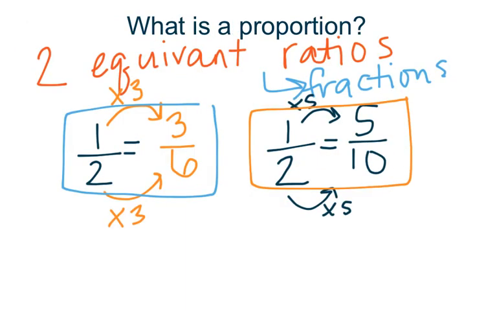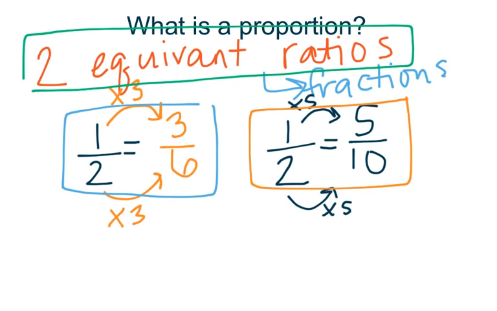Again, just a little recap. Remember, a proportion is just two equivalent ratios. So two fractions that are equal. And in another video, we'll talk about how to find a missing piece. So let's say we were missing this 5 and there was maybe a variable there. We'll talk about how we can find that piece of information in our next video.